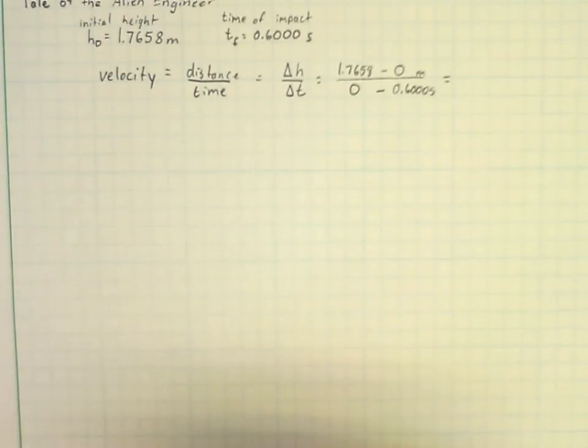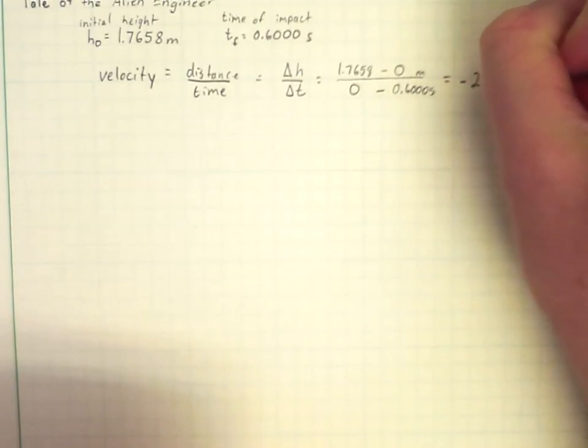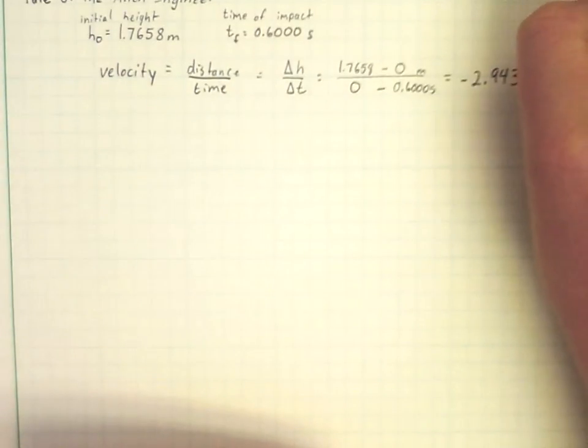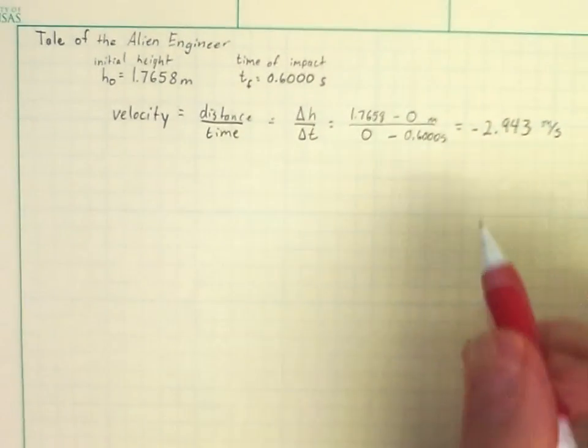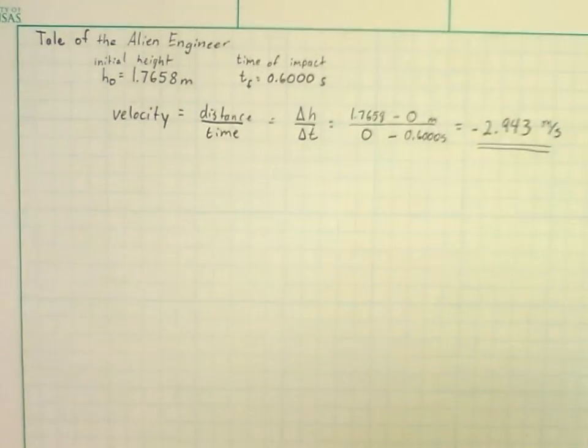Sorry, I had a little bit of trouble with my calculator. 1.7658 divided by 0.6. So we get negative 2.943, and the units would be meters per second. Notice also we get a negative value because it's falling. So we would expect the velocity to be negative. So that's fine. So we have a value for that.